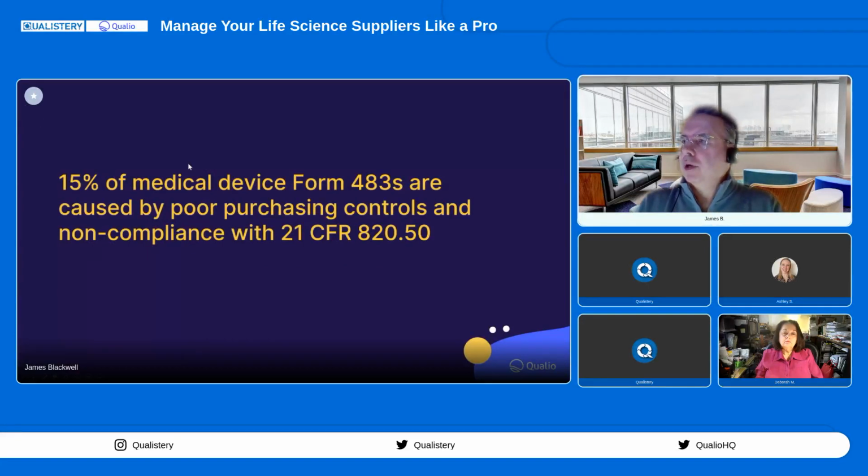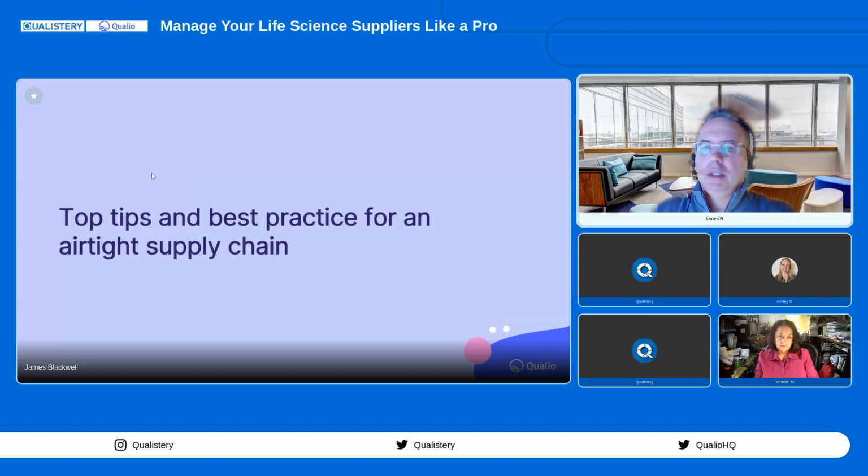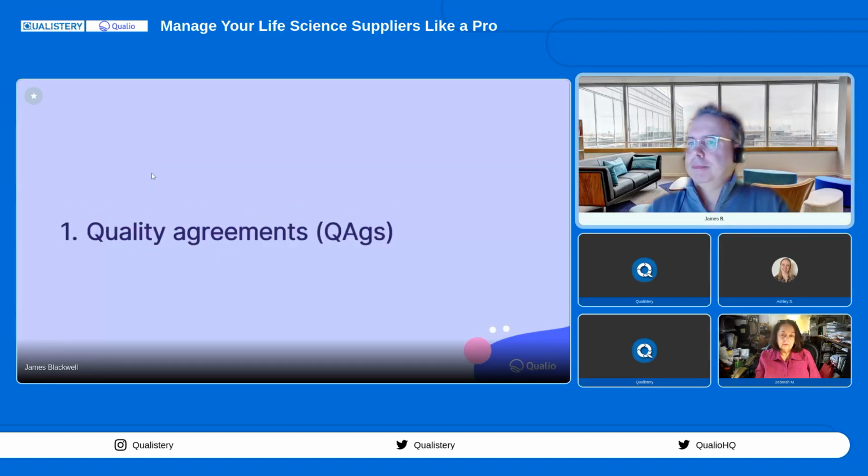This is a fun fact around Form 483s. For medical devices, 15% are caused by poor purchasing controls and noncompliance with the CFR. So again, this demonstrates the importance of supply chain management.